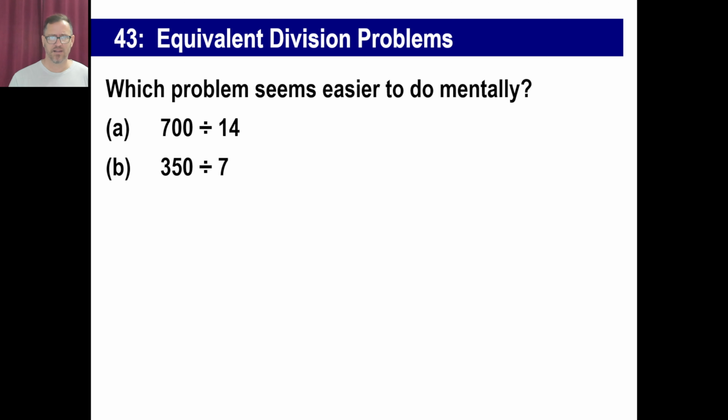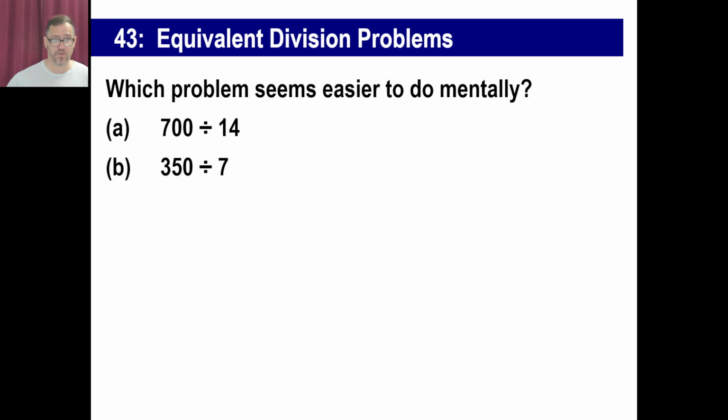Okay, I think part of the point of this lesson today is to look at a problem and go, let's do something to both of those numbers, either multiply them or divide them, and make it easier on ourselves so we can do it mentally. Now, if you notice, look at A. Half of 700 is 350. Half of 14 is 7. So if you do the same thing to both chunks of a problem, it's basically the same problem, right?